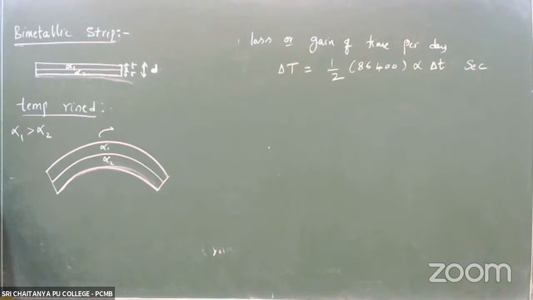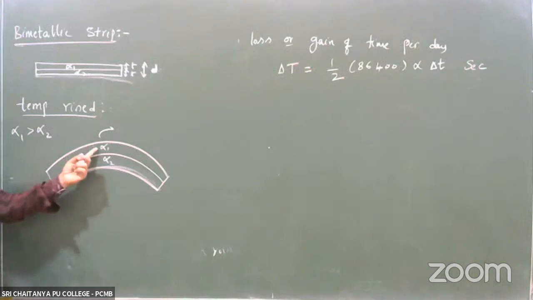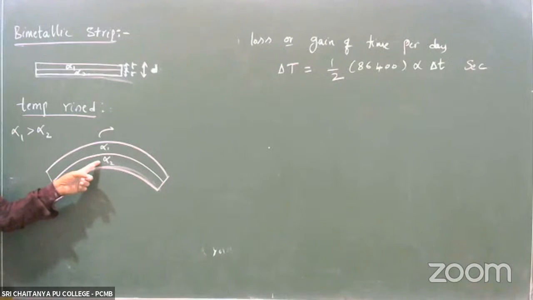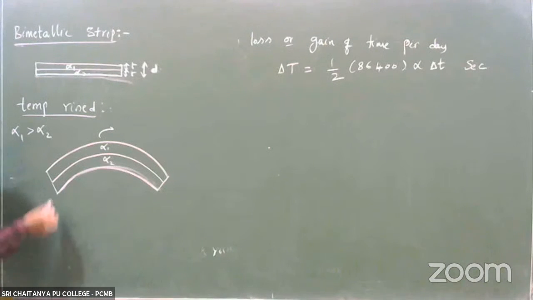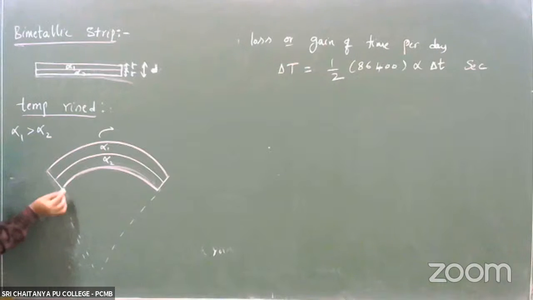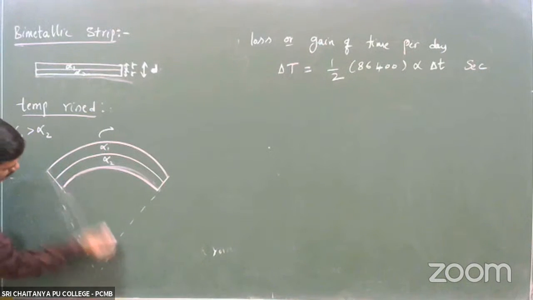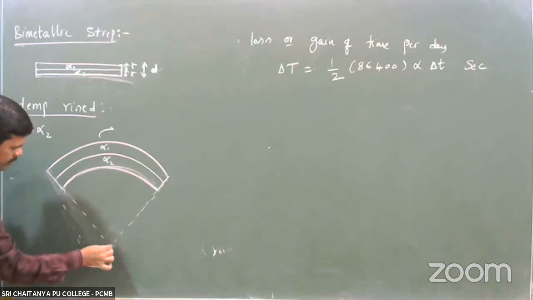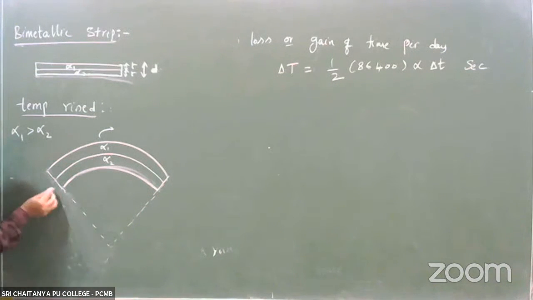I already gave the reason also. So here alpha 1 is greater. When temperature rises, it comes on the convex side. Whose alpha value is lesser, it comes on the concave side. So it takes a curved shape, right? Then when it takes a curved shape, what is the radius of curvature?